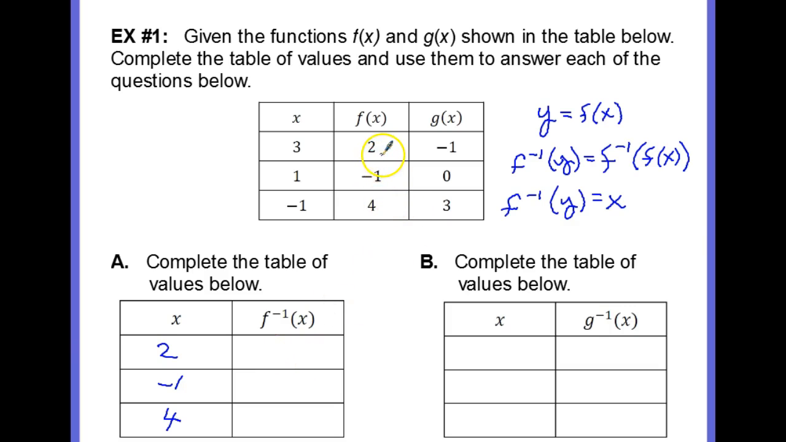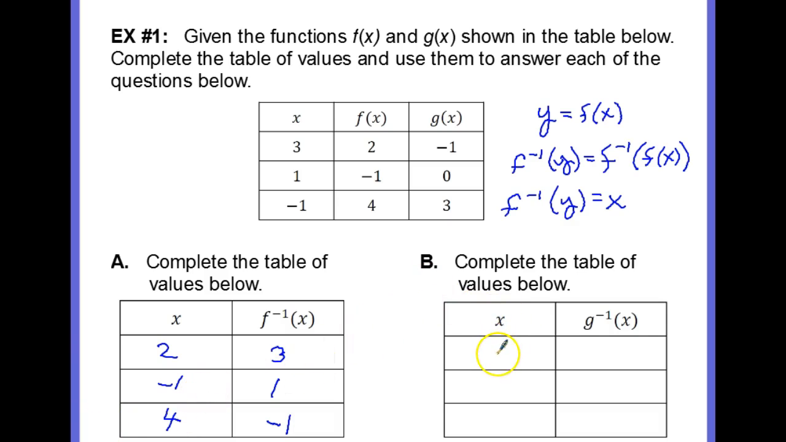Now, what is the inverse of 2? Well, it's 3. The inverse of -1 is 1. And the inverse of 4 is -1. Take a moment right now, pause the video, and go ahead and complete the same table for B, and we'll check and see how you did.